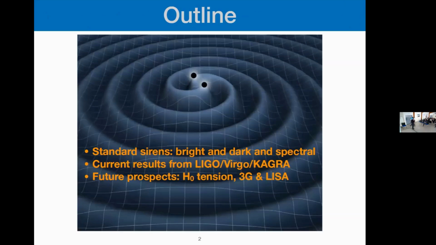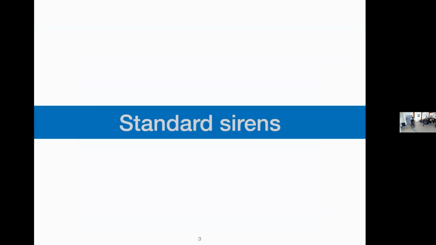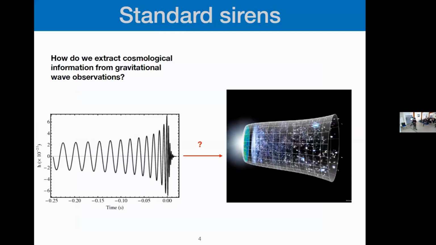So I'm going to try to give you an overview of what we can do in terms of cosmology with gravitational waves, going through the methods, showing the current state, and then a bit of future perspectives. The main idea is how do we go from here, the waveform, to inferring how the universe is expanding.